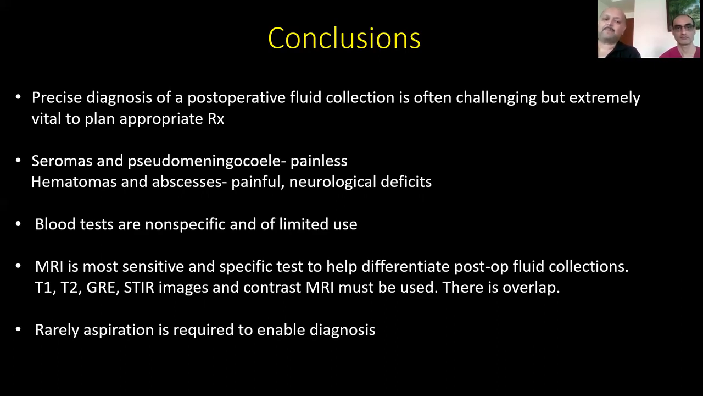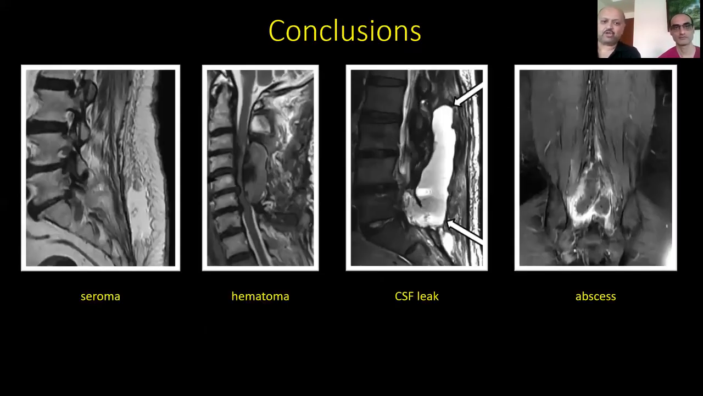The hematomas and abscesses are not only painful, but they can result in a progressive deficit. Blood tests are usually non-specific and of limited use except in patients with abscesses. MRI is the most sensitive and specific test to help us differentiate between these collections. However, when you do an MRI, you must order all the sequences so that you can get the best information. Rarely one does require an aspiration.